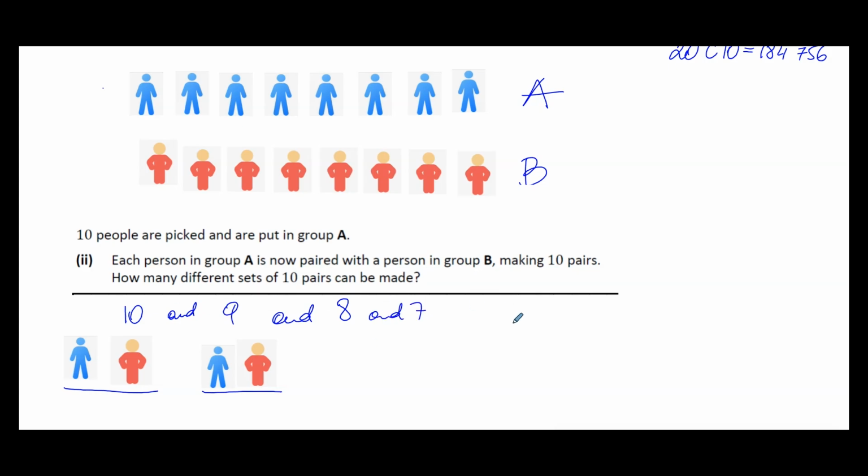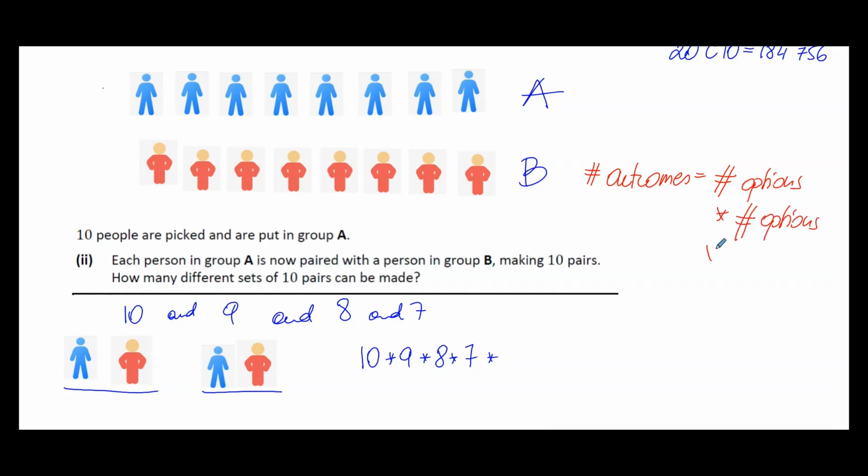So how do we do that calculation? 10 multiplied by 9, multiplied by 8, by 7, because the number of outcomes is number of options, multiplied by number of options, multiplied by number of options, and so on. We can keep on going.